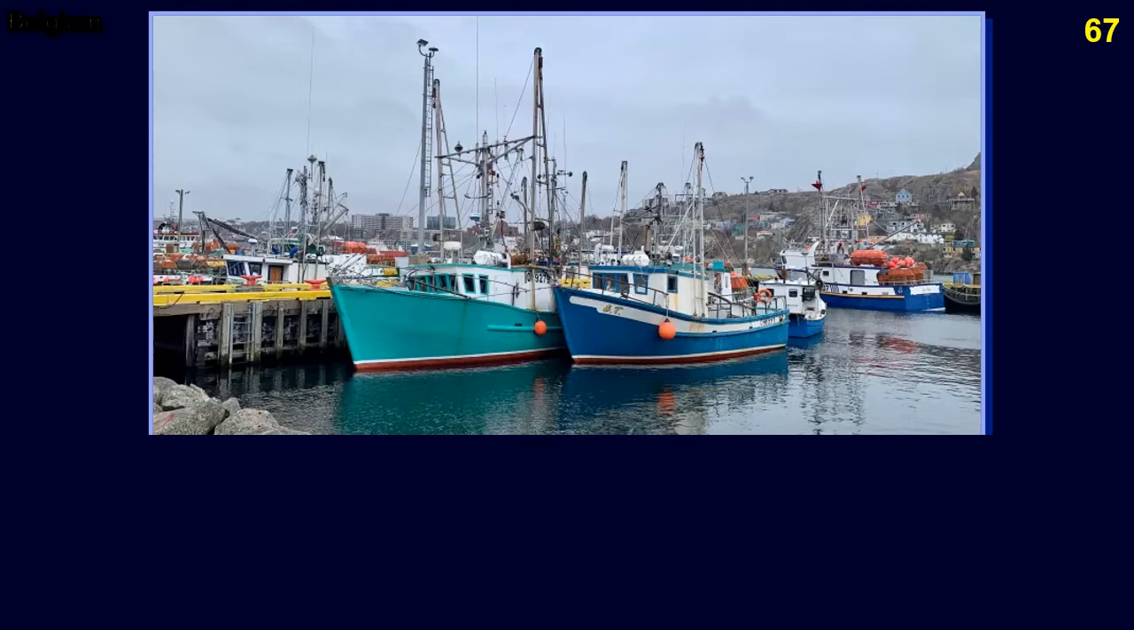Because of its harbor and proximity to the fishing grounds, St. John's has gained prominence as a commercial trading outpost for the Basques, French, Spanish, Portuguese, and English engaged in the fishery along the western side of the North Atlantic.